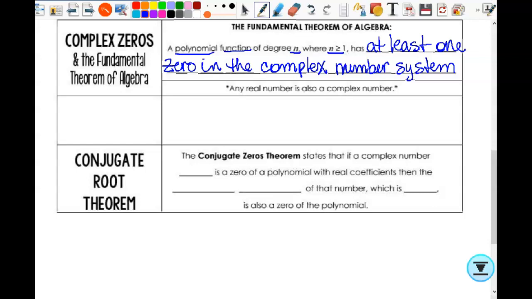So I want you to think about what that says. A polynomial function of degree n, so whatever it is, a polynomial function, okay, has at least 1 zero in the complex number system. So that means that if I have a parabola, and it looks like this, right, I have 2 real zeros. Yes? Did you agree with that? Okay. This right here says that it has to have at least 1 zero in the complex number system, which means that these are complex zeros.